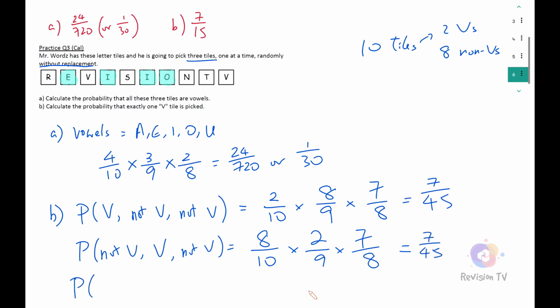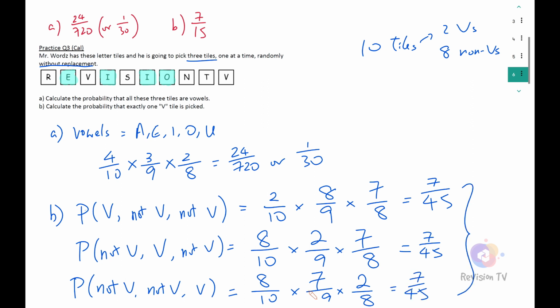Similarly, for the probability of getting V on the last pick: not V, not V, and V. 10, 9, 8. So first time we've got 8 non-V tiles, second time we've got 7 non-V tiles, and then we've got 2 V tiles. You get 7 over 45. So altogether, if we add them all up, 7 over 45 plus 7 over 45 plus 7 over 45, that will give you 7 over 15 as a final answer.